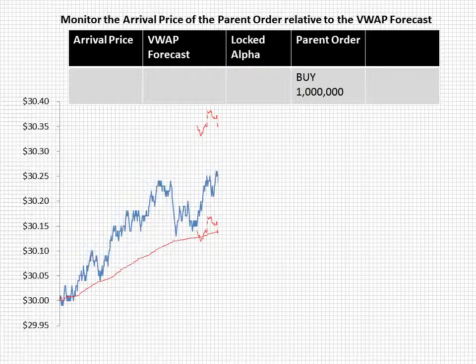Next, we monitor the arrival price of the parent order relative to the VWAP forecast. By this we mean, after capturing 26 basis points in locked alpha, our first trade, our arrival price is now $29.99 against a VWAP forecast of $30.10 to $30.33. We always want to keep the arrival price of the parent order better than the VWAP forecast. Our parent order is to buy 1 million shares over the course of the trading day, so that our arrival price, currently $29.99, is below the VWAP forecast.